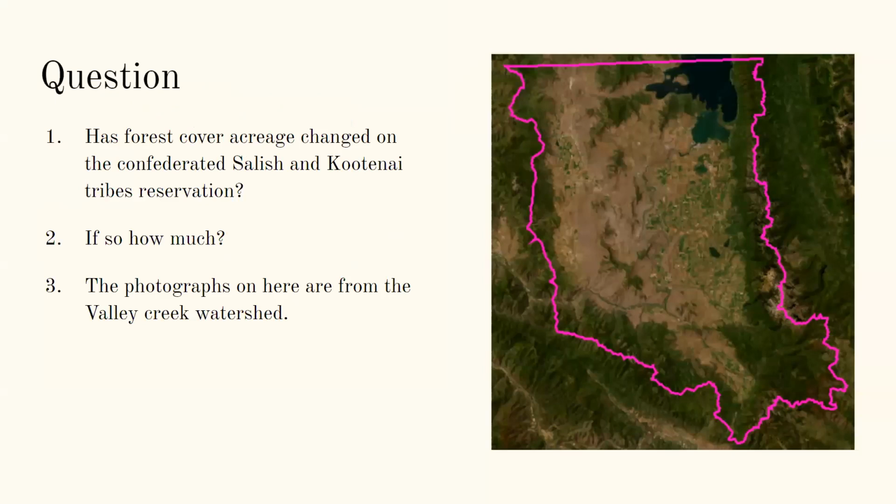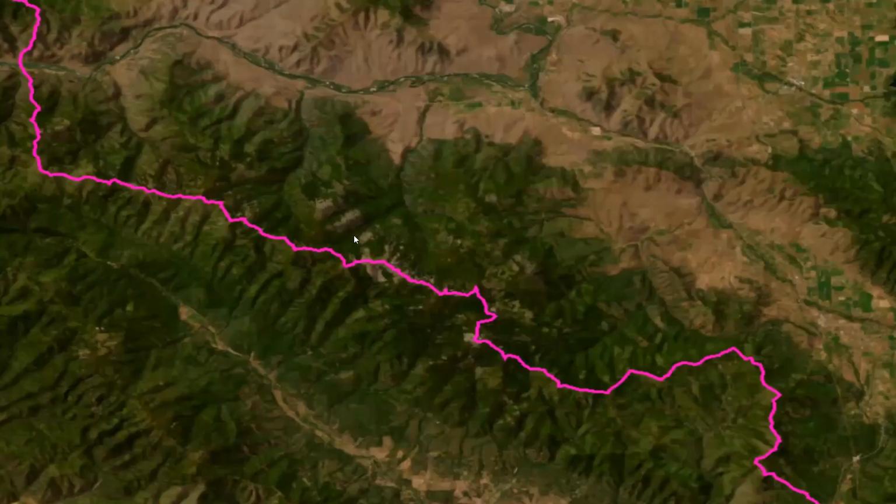The question: has forest coverage acreage changed on the Confederated Salish and Kootenai Tribes Reservation? If so, how much? And the photographs on here are from the Valley Creek watershed, like I said, the southwest end of the reservation. I hope you can see my mouse where I'm pointing. It's this area here where you can see it in the last photos, but here's a zoomed in photo.